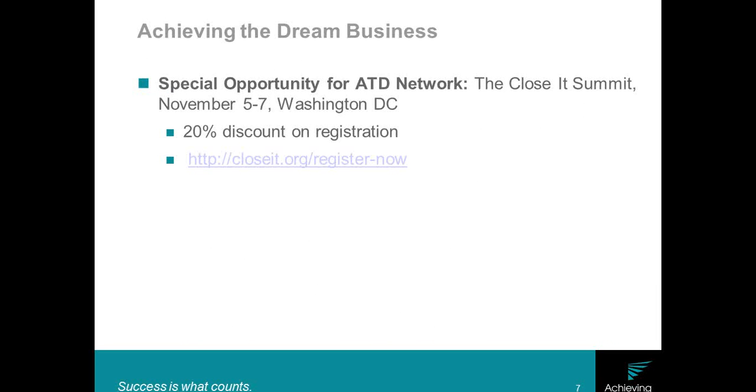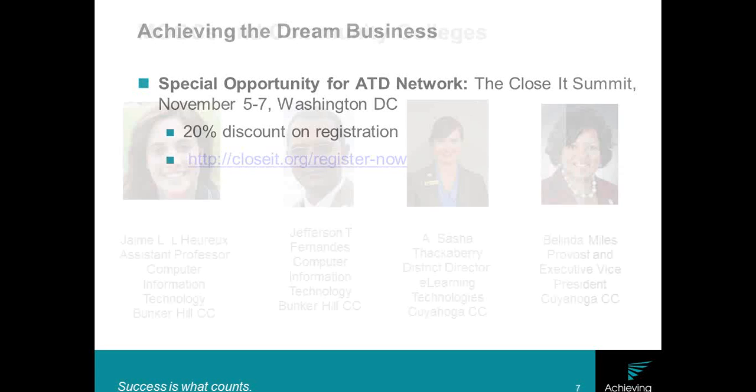Another learning event opportunity we want to make sure you're aware of, you may have seen the email from Carol Lincoln about it, is the Close It Summit, which is going to be held November 5th through 7th in Washington, D.C. Close It is a leadership summit bringing together diverse stakeholders that are actively engaged in creating new talent pathways to close the skills gap and bridge the opportunity divide. Achieving the Dream CEO, William Trueheart, will be presenting at this conference, and there is a discount for Achieving the Dream network colleges.